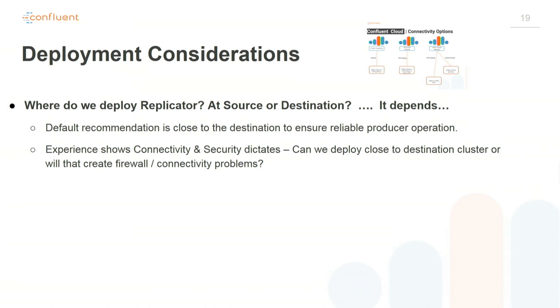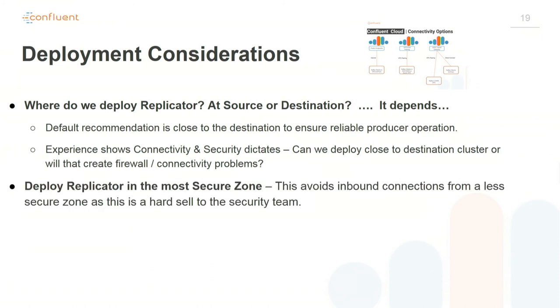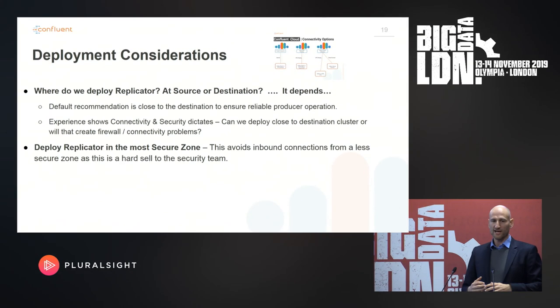But with the cloud, usually what we see at customers is that you end up deploying in the most secure zone because you have firewall and connectivity issues. Most security teams will not allow you to create inbound connections from the cloud to the on-prem, for example. They want outbound connections. And even though you might have a discussion on performance and whatnot, usually the security guys' say carries a lot of weight.